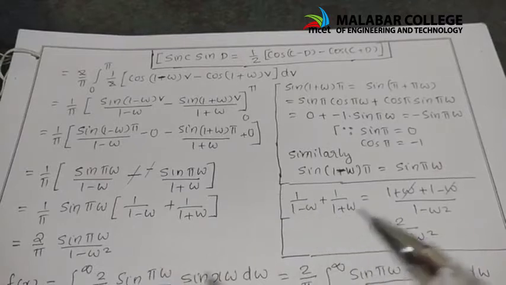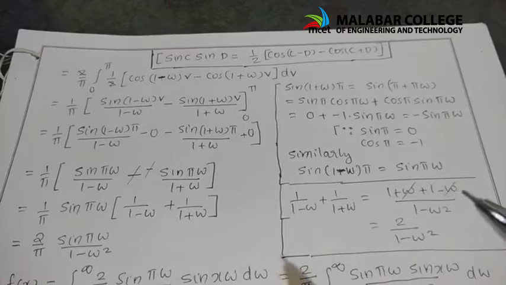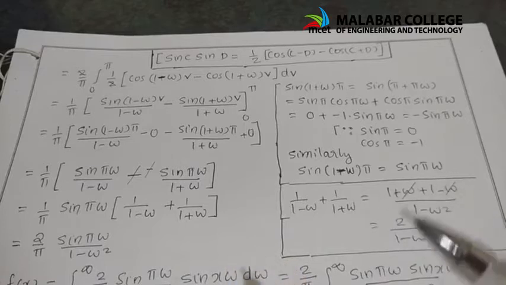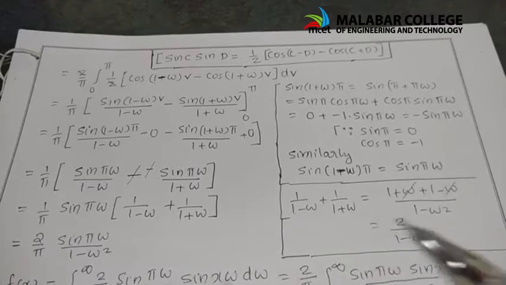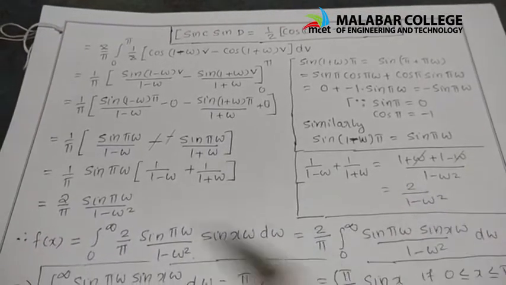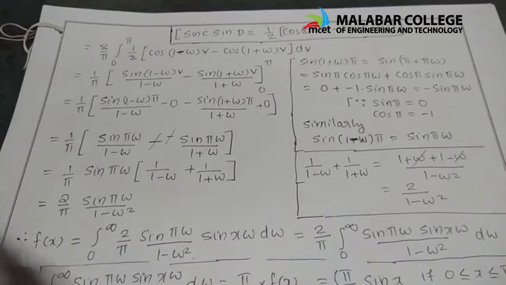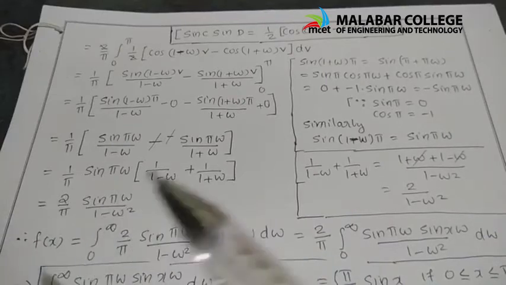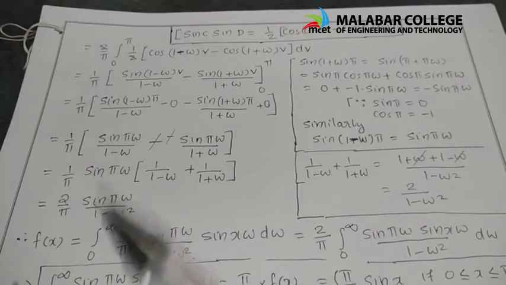1 into 1 plus omega, plus 1 into 1 minus omega. Omega cancelled, 1 plus 1 is 2. A plus b into a minus b: 1 plus omega into 1 minus omega is 1 minus omega square. So it is 2 by 1 minus omega square. So this one is equal to 2 by pi into this, 2 I am writing here first. So 2 by pi into this substitution is 1 by 1 minus omega square, so sin pi omega by 1 minus omega square.